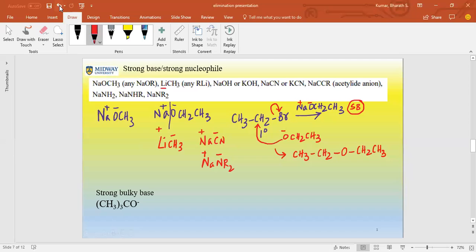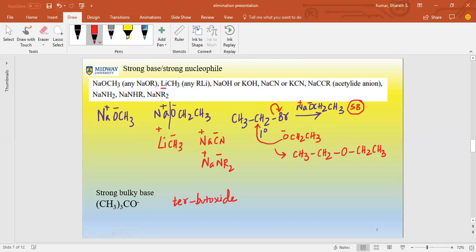Strong bulky base. This is the only one I really want you to know for all practical purposes of this class. There are more, but this is the common one. This is called tertiary butyl oxide, or tertiary butoxide, and this is the only one. This is a strong bulky base.